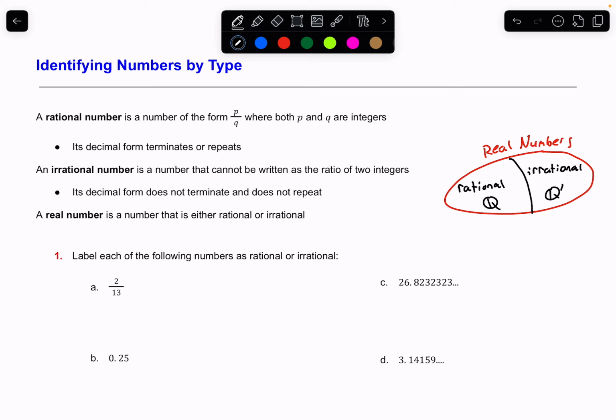Okay, so a rational number is a number of the form p over q, where both p and q are integers. So for example, we know what integers are.